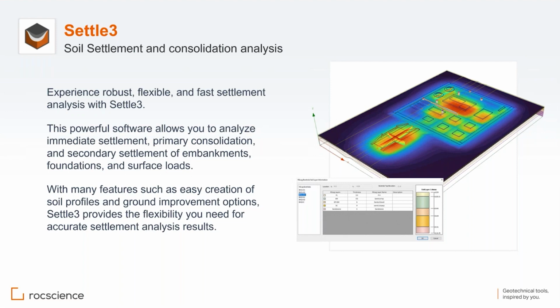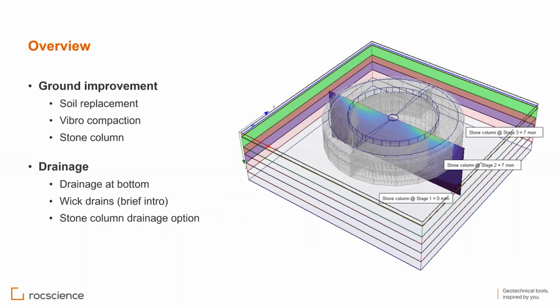So as you can see from this diagram, you have settlements. And today's overview we'll be looking at is ground improvements, which are soil replacement, vibro-compaction, and stone columns. And in terms of drainage, there are three different options that users can define: drainage at bottom, wick drains, and stone column drainage option. So we'll be covering in more detail the theoretical part as well as the modeling aspect of these analyses.